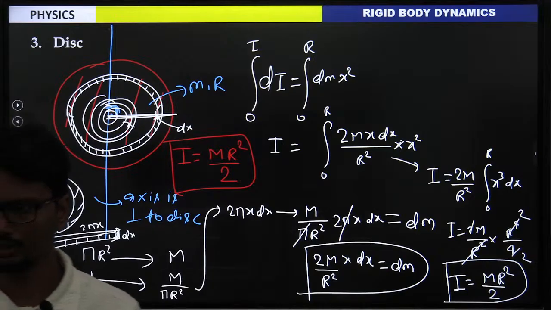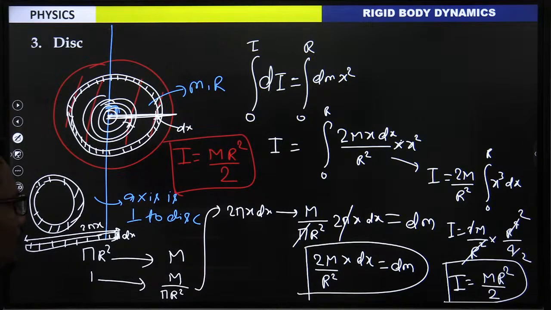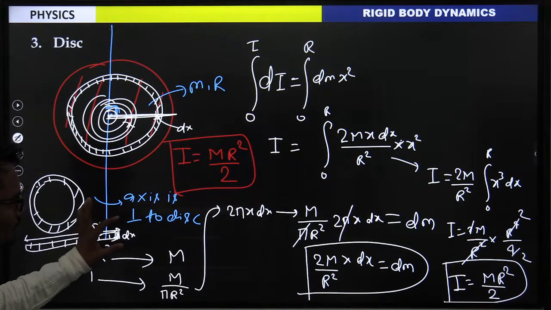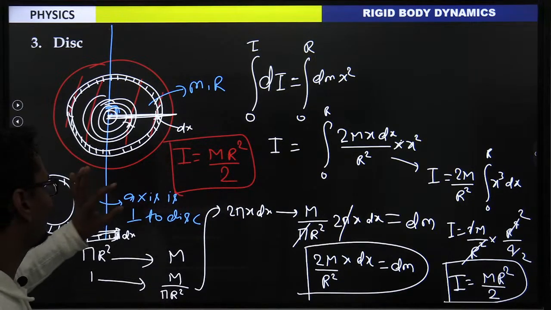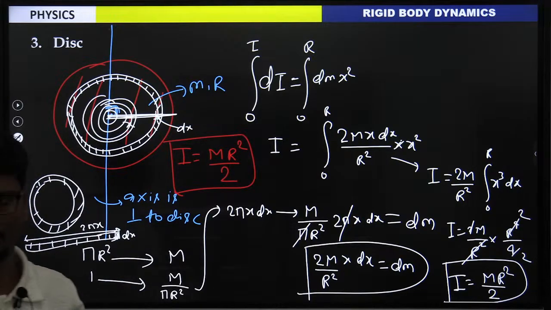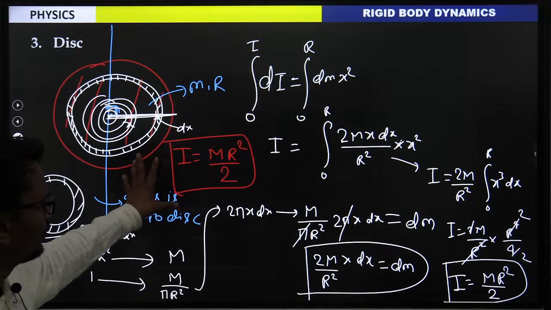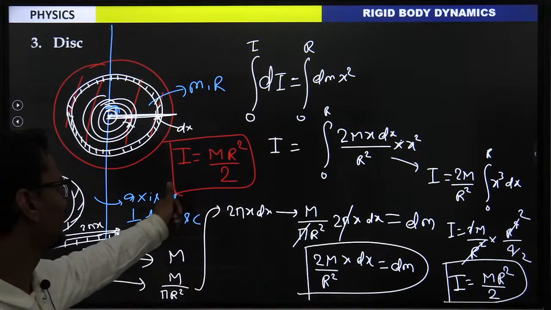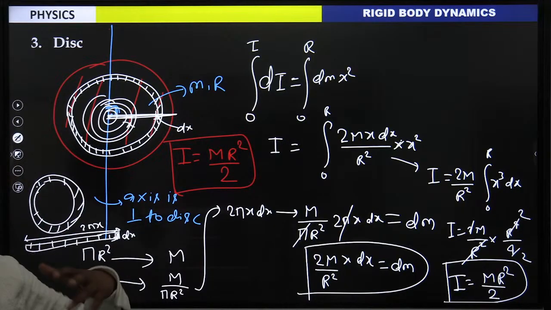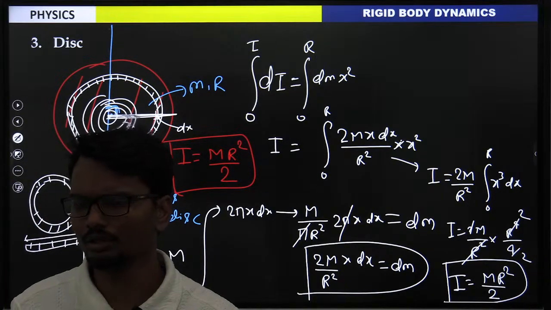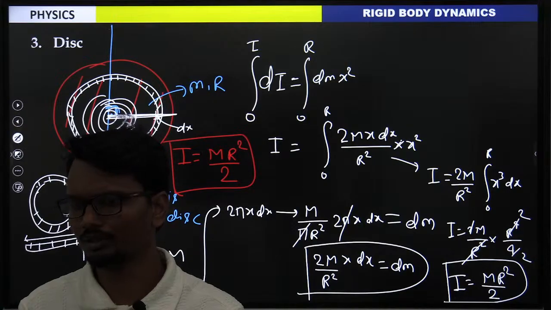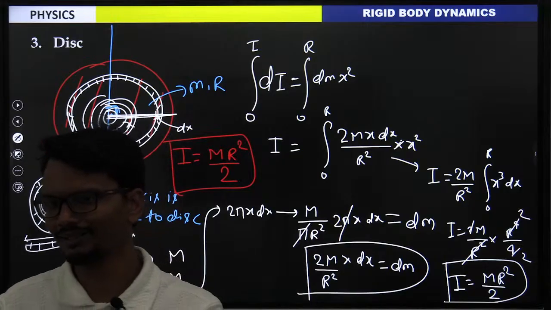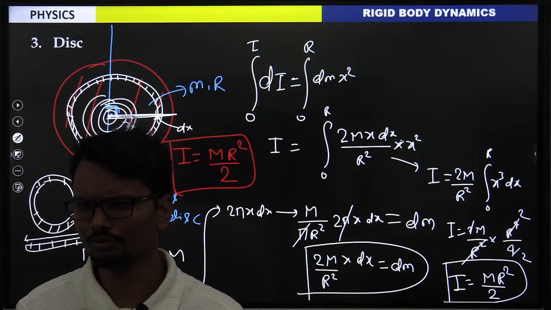I hope all of you understand this derivation, and you should remember this result. This result will be used directly in the incoming questions which I have done. So please remember whatever I derive in today's class. The moment of inertia of the rod about an axis through one end is ml square upon 3, from the center ml square upon 12, and making angle theta with the rod ml square upon 3 sin square theta.